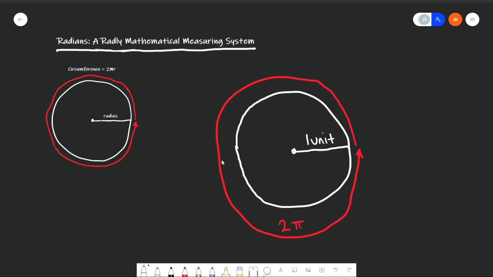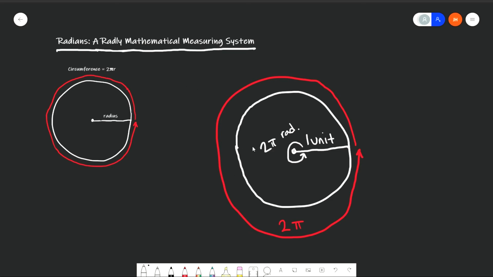Now, what we're going to do is define one full revolution around a circle as 2 pi radians, which we oftentimes abbreviate as rad, because they are rad.